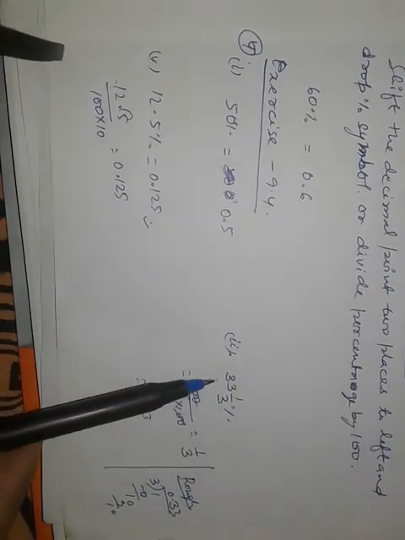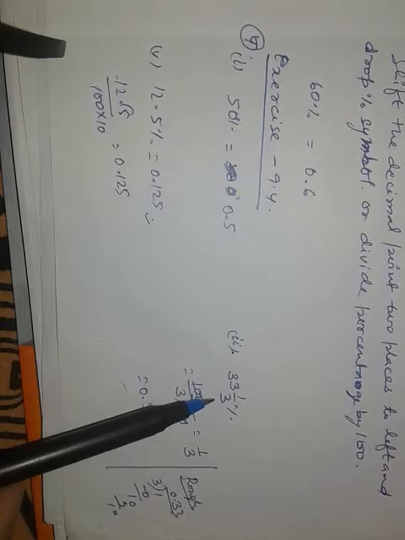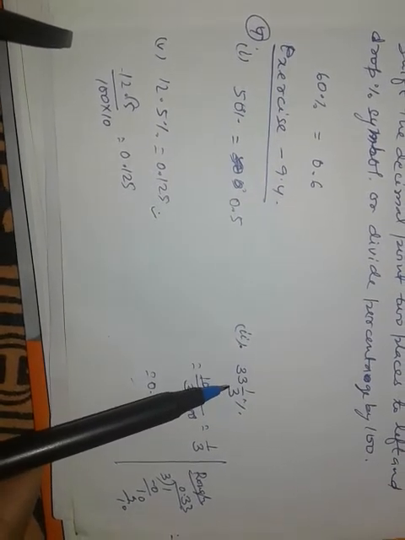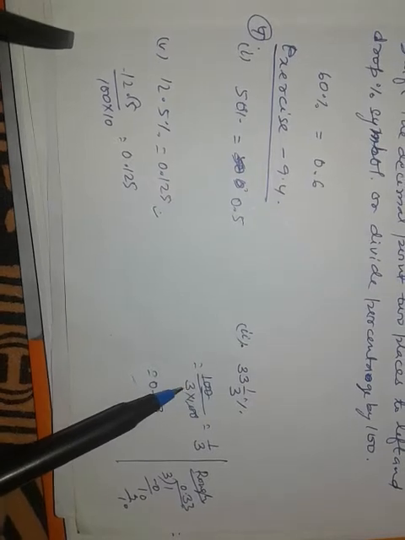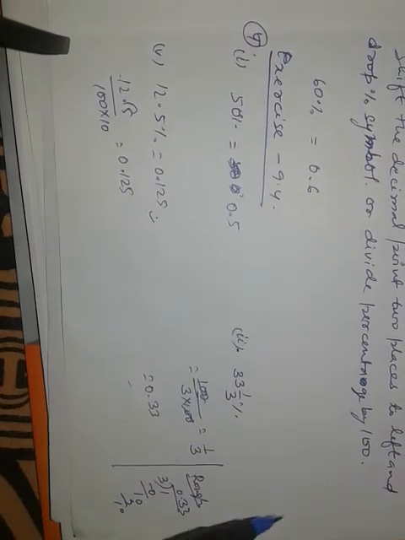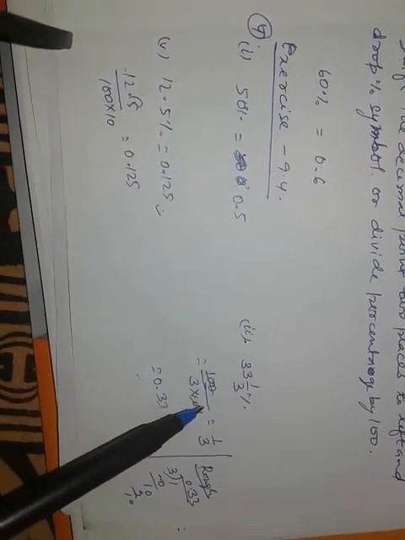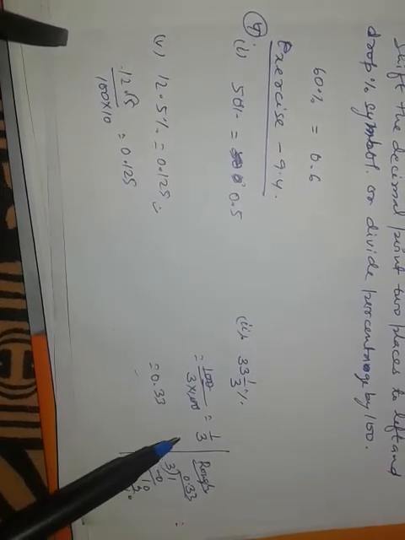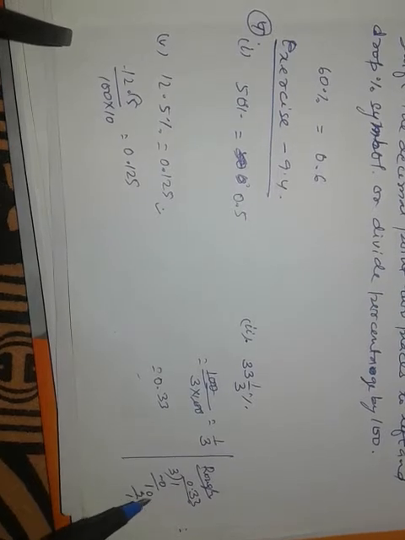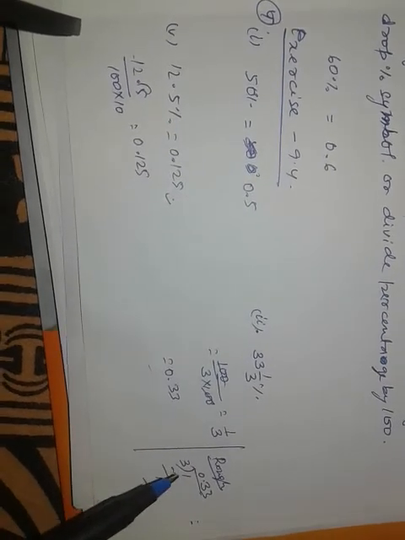Now here 33 whole 1 by 3%. Here we don't use the dash formula. What we have to do here is first change this one into a fraction, and then divide it by 100. When we divide it, how much do we get? We cancel the 100 and 100, and we get 1 by 3. Then we again divide 1 by 3.